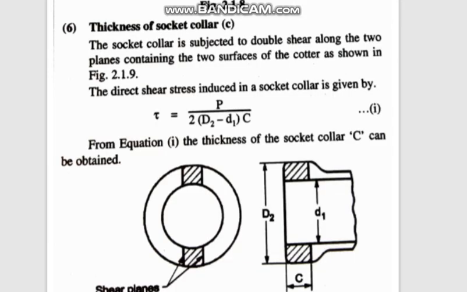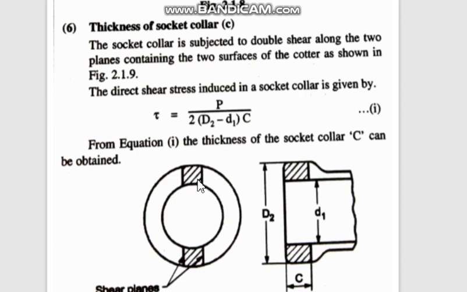Now coming back to our problem, where we left off yesterday. The next point is to find the thickness of the socket collar. For this, we consider that the socket collar is failing in double shear along the two planes containing the two surfaces of the cutter. Here the cutter is there like this in the side view. If you are pulling it, this piece and this piece may shear off and fall. Just now in the animation I showed you.